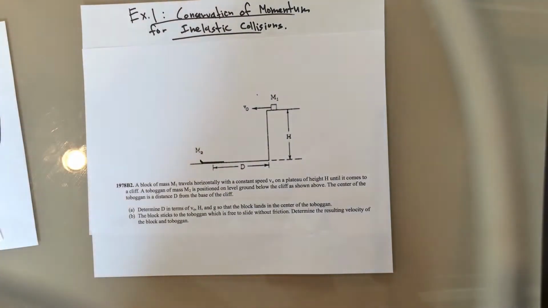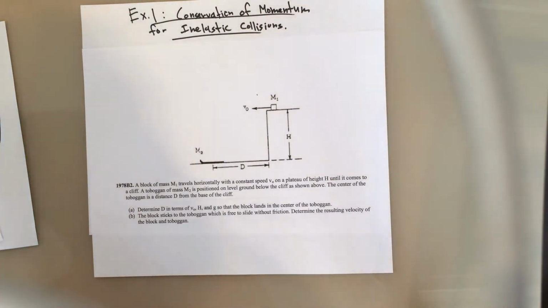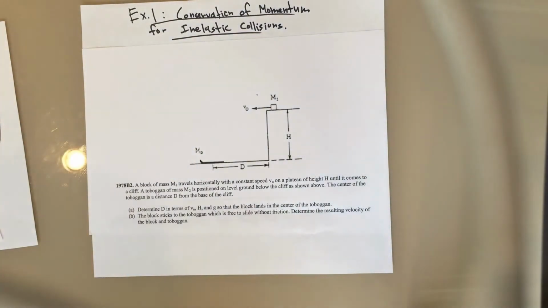A block of mass m1 travels horizontally with constant speed v0 on a plateau of height h until it comes to a cliff. A toboggan of mass m2 is positioned on level ground below the cliff as shown above. The center of the toboggan is a distance d from the base of the cliff. Determine d in terms of v0, h, and g, so that the block lands in the center of the toboggan.